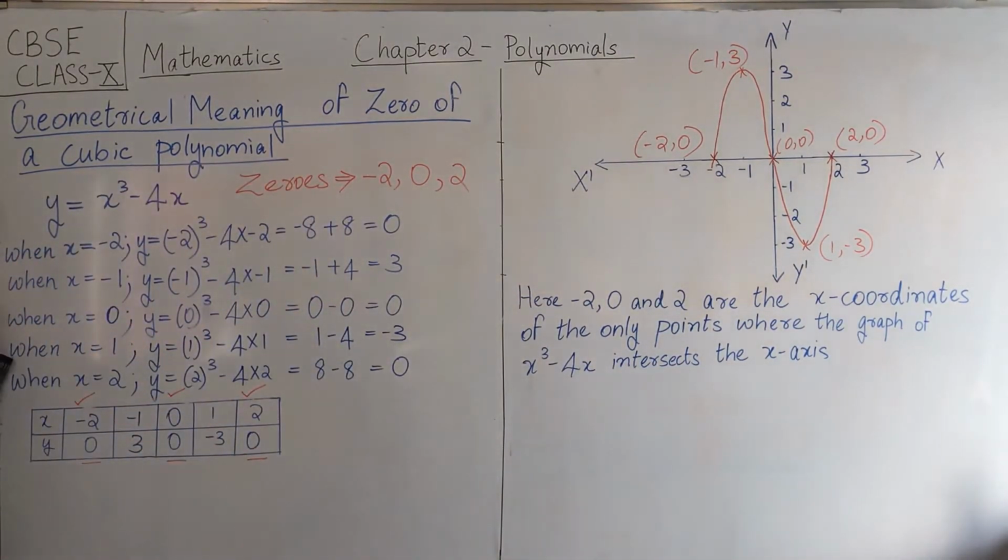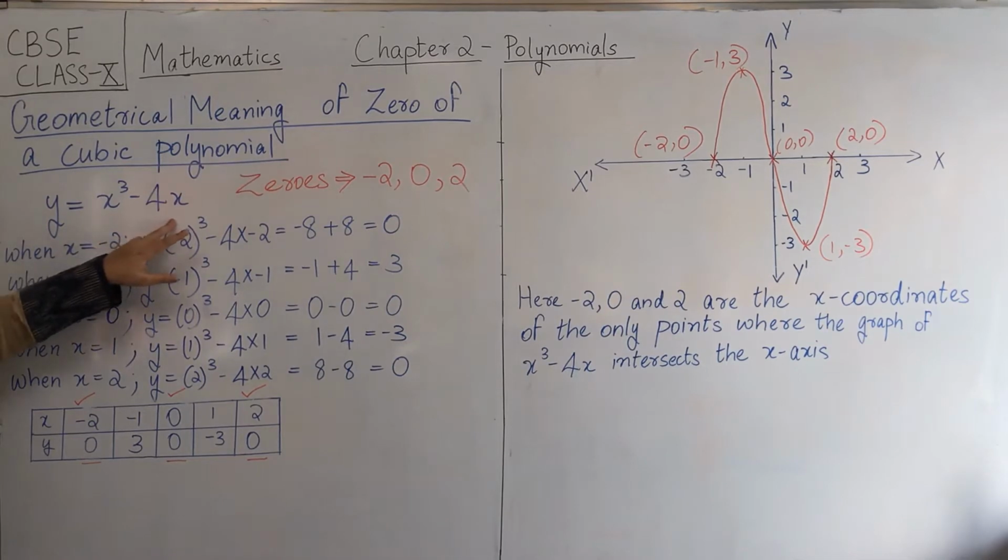Today we are learning the geometrical meaning of zeros of a cubic polynomial. So here we are taking a cubic polynomial. We already studied the geometrical meaning of zero in the case of linear and quadratic polynomials. Now it's a cubic polynomial. We are taking an example, that is y equal to x cube minus 4x, right?